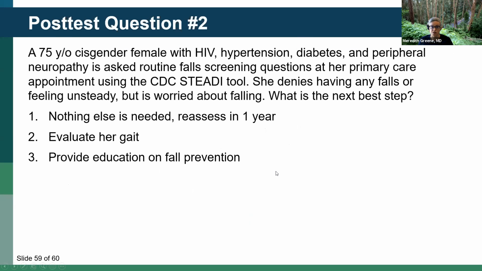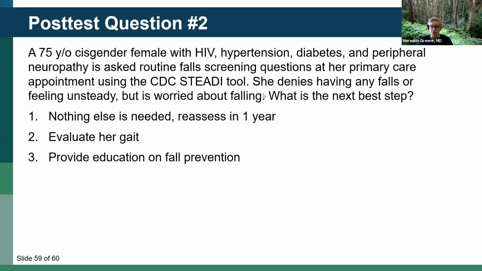And our next question: a 75-year-old cisgender female who has HIV, hypertension, diabetes, and peripheral neuropathy. You decide after hearing this talk that you're going to ask those 3 CDC STEADI questions. She answers that she has not had a fall and she does not feel unsteady, but she does say she is worried about falling. So she has now screened positive for one of the 3. What is the next best step?